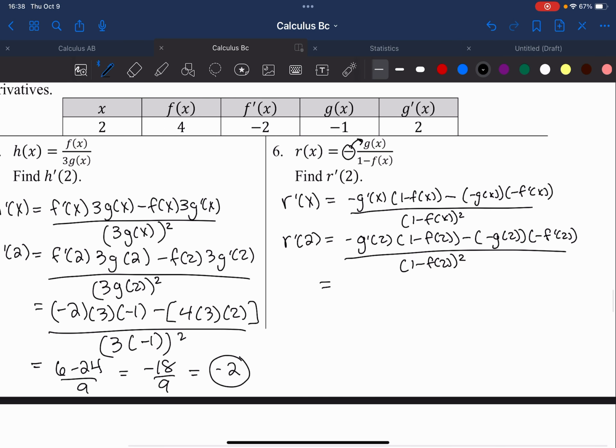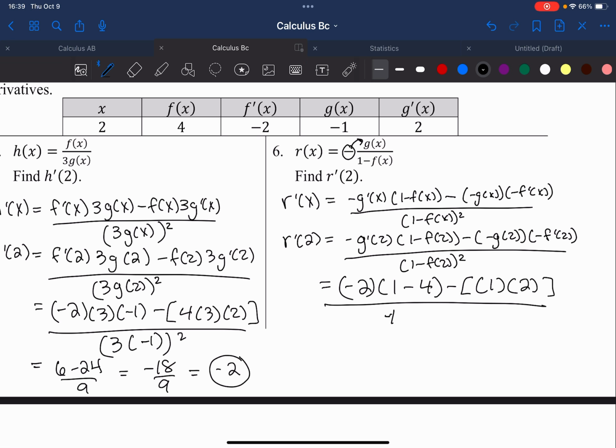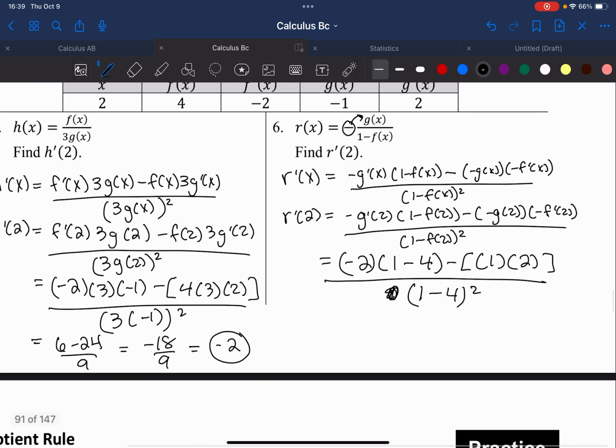So referring back to the table, g prime of 2 is 2, so this is negative 2 times 1 minus f of 2, which is 4, minus negative g of 2, which is negative 1, so 1, times negative f prime of 2, which is negative 2, so positive 2, all divided by 1 minus f of 2, which is 4, squared. So this gives me 6 minus 2 over negative 3 squared, which is 4 over 9.